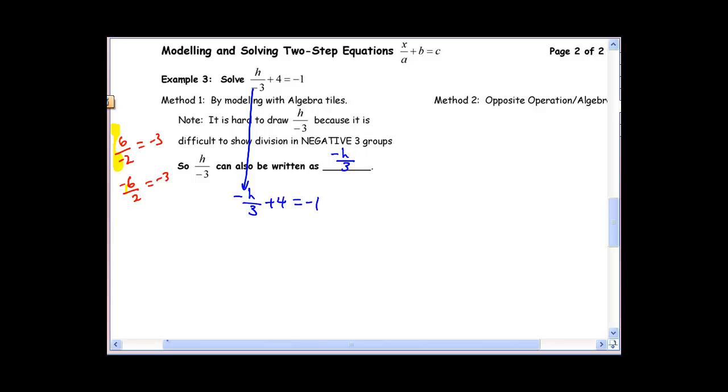So go ahead, you do it by algebra tiles and then get the answer. Okay, and then I'm not going to speak about that, I'm just going to quickly write it down. You should be able to do this yourself. So once again, try to pause the tape, do it yourself, then come back. And then afterwards, I'll show you the opposite operation as well. Go!